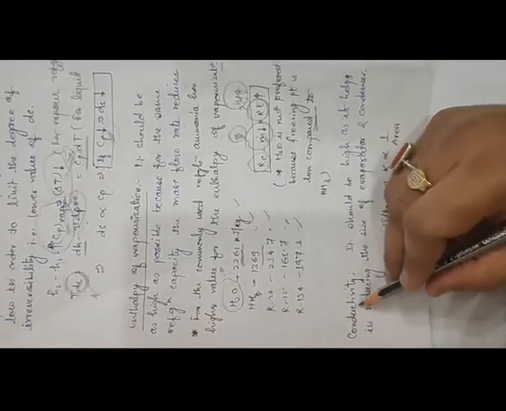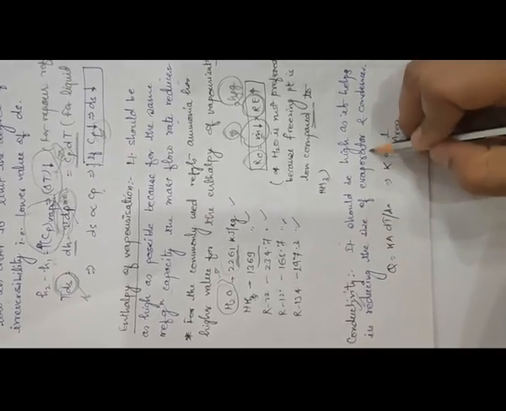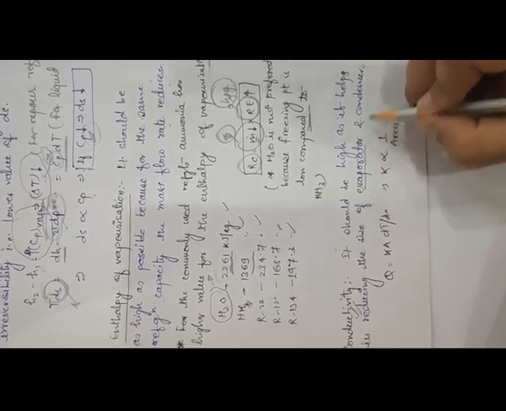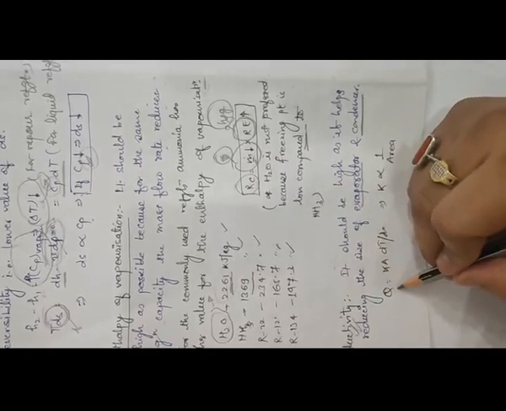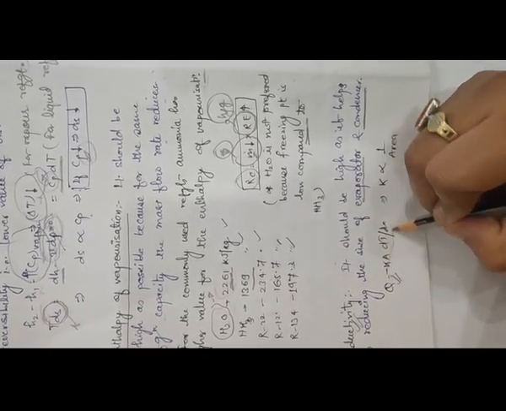Okay. Next one is thermal conductivity. It should be as high as possible as it helps in reducing the size of the evaporator and condenser. We have already studied it in heat and mass transfer, where we discussed heat exchangers, and the evaporator and the condenser were discussed. So we know that Q is given by Fourier's law, Q equals minus kA dT by dx.